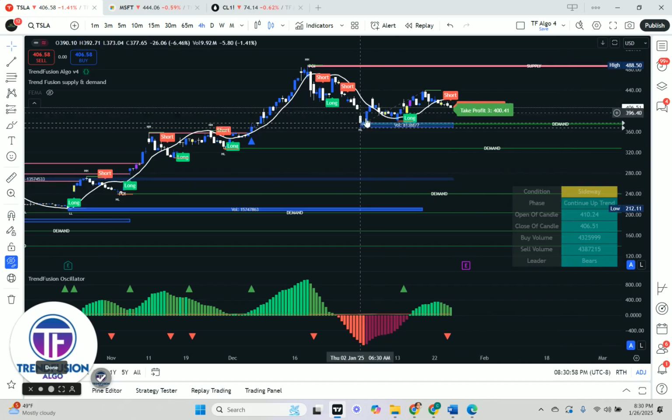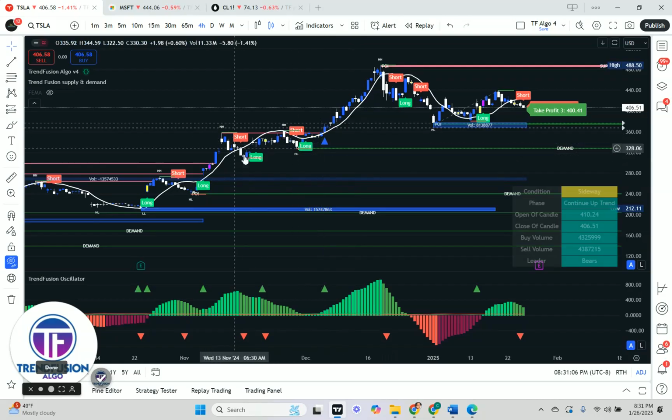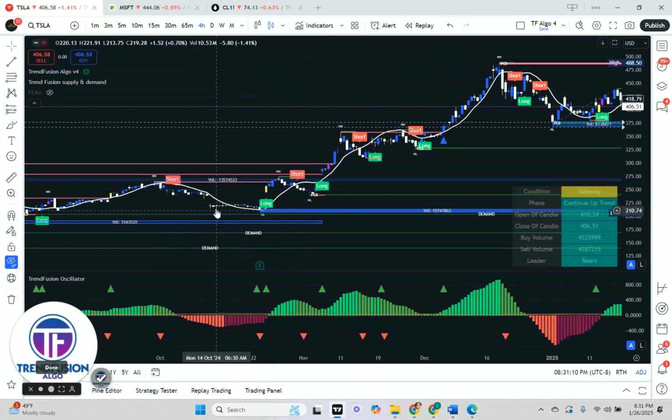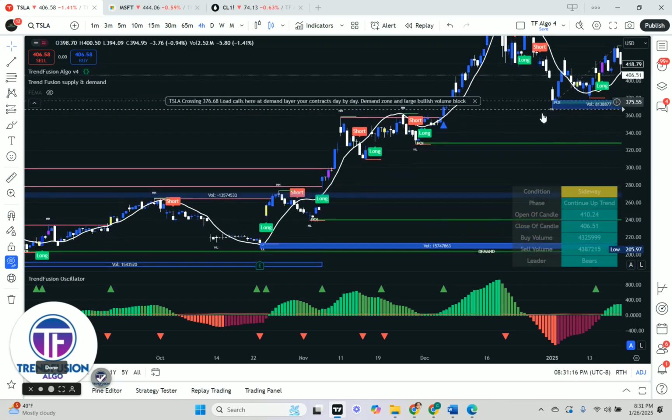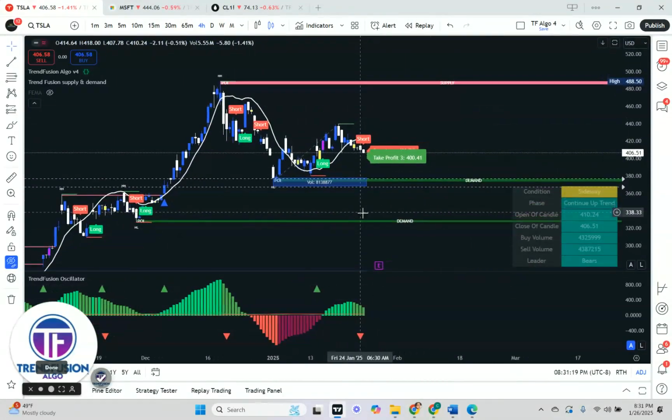So these are some examples of Tesla consolidating. It consolidated right here for a few days. It looks like it's consolidating now. Consolidated here, consolidated here. So you can see when price action is choppy, like this is terrible. We don't want to trade when price action looks like that. We want to trade with the momentum, okay?